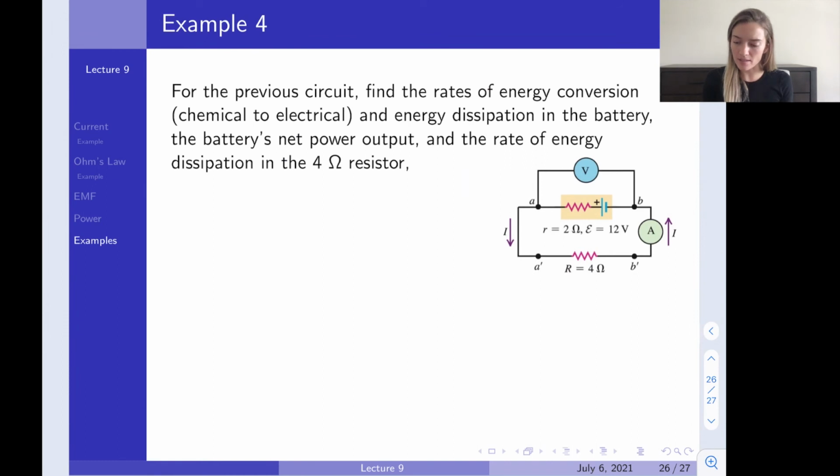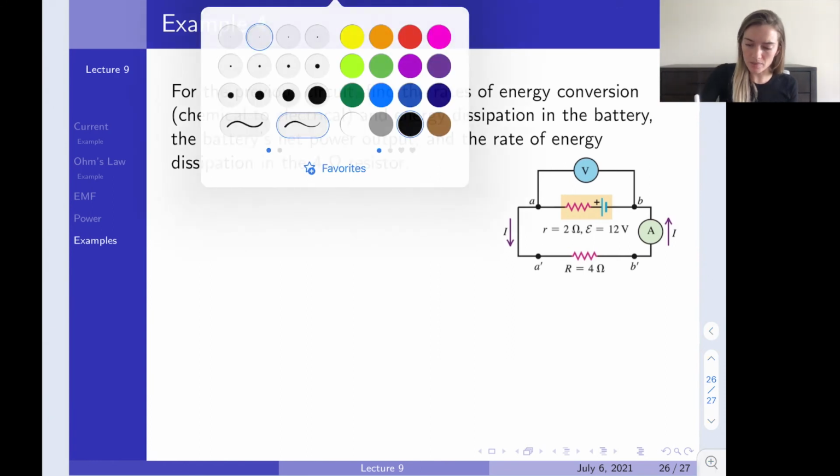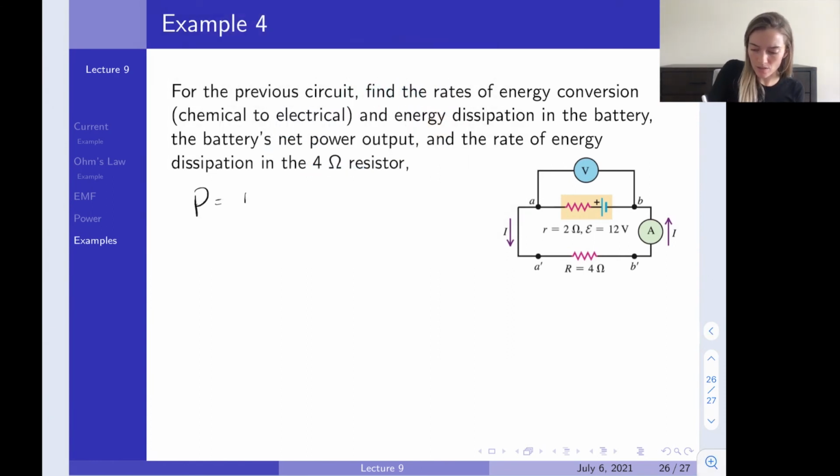All right, now for this next example, we're looking at the same circuit, but now we're looking at the power. We want to find the rate of energy conversion from chemical to electrical, the rate of energy dissipation in the battery, the battery's net power output, and the rate of energy dissipation in the 4 ohm resistor. There are a couple of terms here that we should go through. We're going to be using this equation since we're looking at the power in a battery. When they say the rate of energy conversion, that's this first term here. That means how much energy the battery is turning from chemical potential energy to electrical energy.